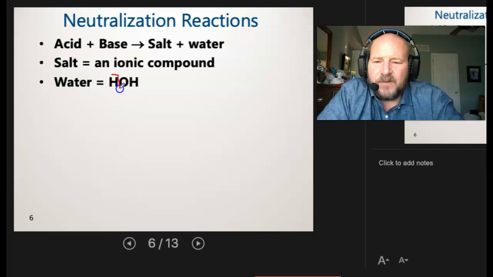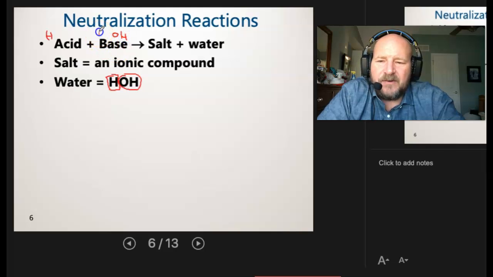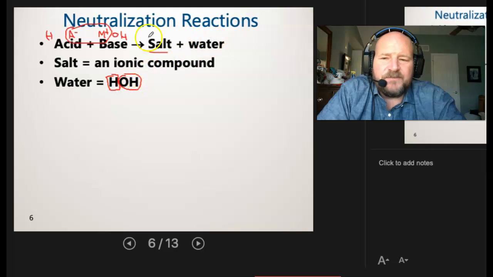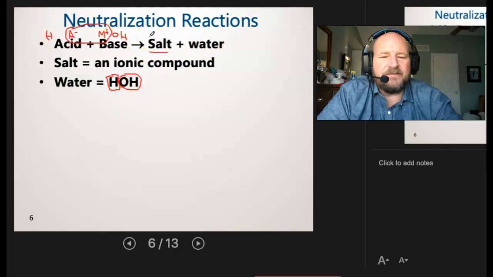Well, if I break this water down, there's the acid and there's the base. So when I take an acid and a base, remember this is going to have an H on it. This has typically got an OH on it. And then I'm going to have a metal here and an anion here. So my metal and my anion will get together to make a salt. And the HOH, of course, comes from the acid and the base itself.